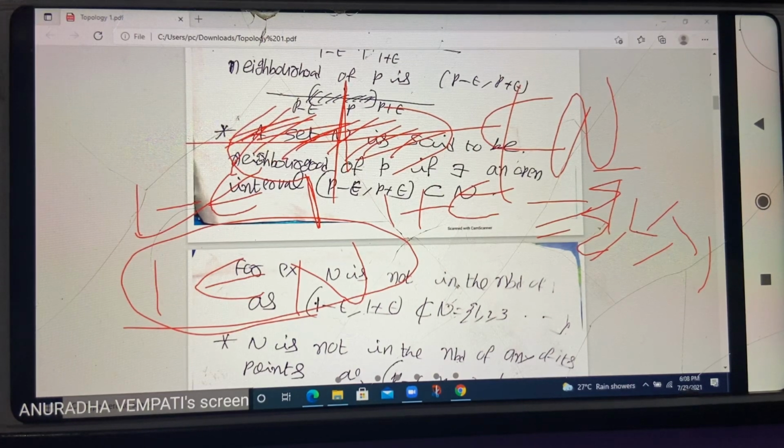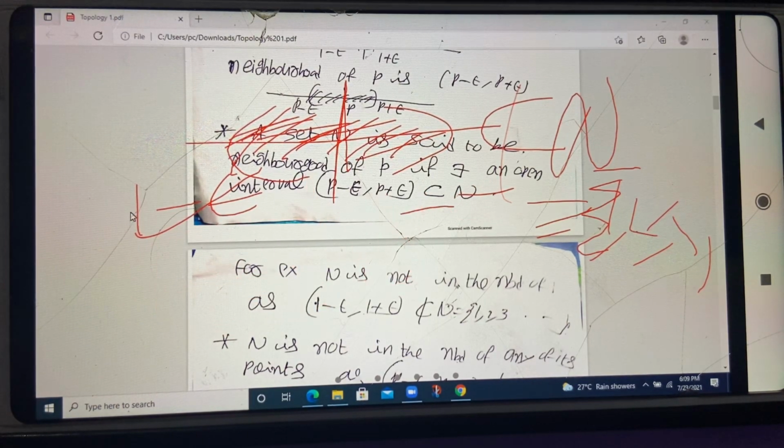Around 1, this small interval contains infinitely many real numbers, and all these real numbers should be present here. But we cannot say that because N does not contain decimals. Therefore, we say N is not in the neighborhood of 1 and 1 is not an interior point.